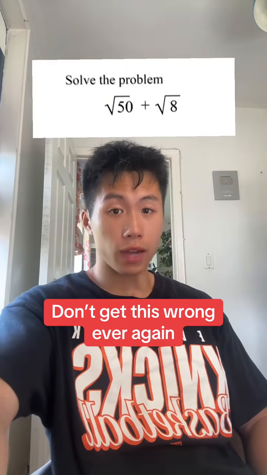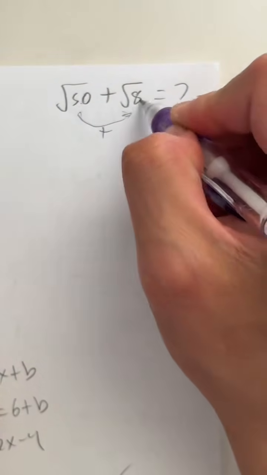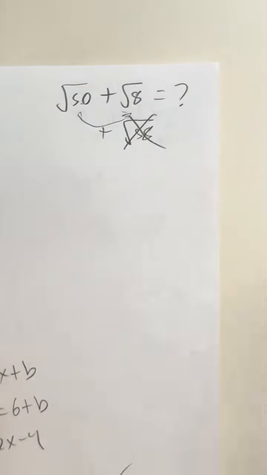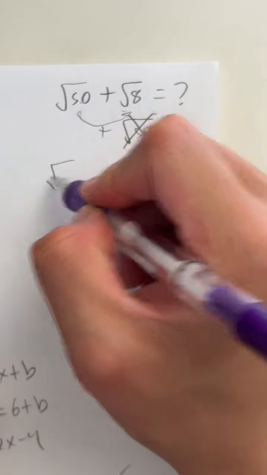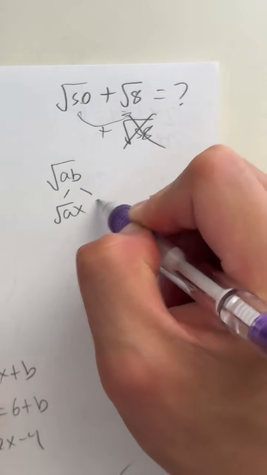Don't get this wrong ever again. When you see a square root question like this, what we're not going to do is add these two together. So 50 plus 8 is not equal to the square root of 58. You'd be wrong. Instead, I have to remember this rule: anytime the square root of a times b, that's simply equal to the square root of a times the square root of b.